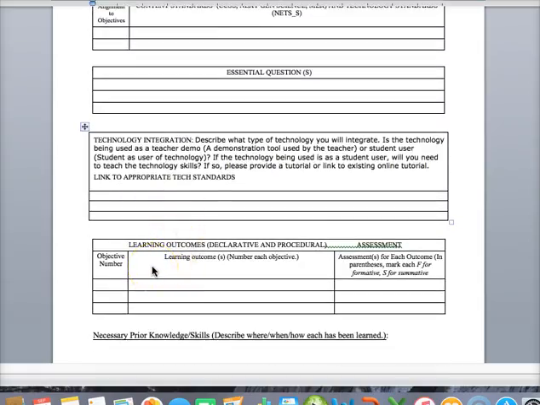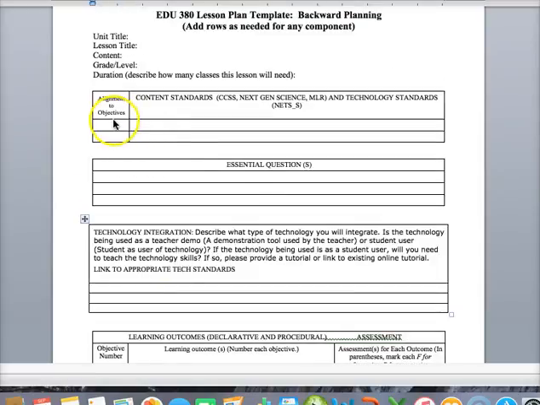So just like you did with your unit plan, you looked at the standard and then you created learning outcomes from that standard, procedural and declarative knowledge. So what's the declarative and procedural knowledge you want students to take from this particular lesson? Not the whole thing, this particular lesson. Write that outcome there, okay, and give it a number. And then up here, align that number to a standard, okay?